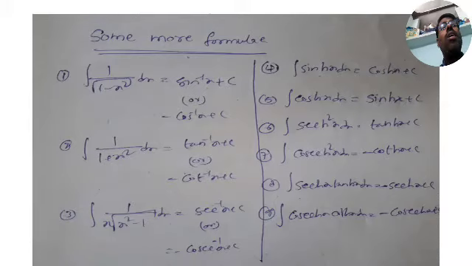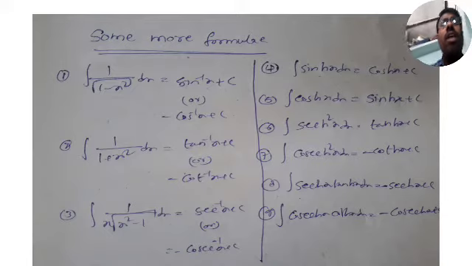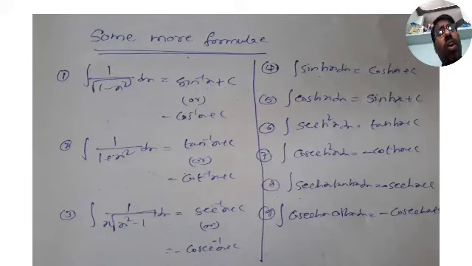That's it. Integration of 1 by square root of 1 minus x square is sin inverse x plus c. Integration of 1 by 1 plus x square is tan inverse x plus c. Integration of 1 by x into square root of x square minus 1 dx is sec inverse x plus c. Come on, tell me guys.